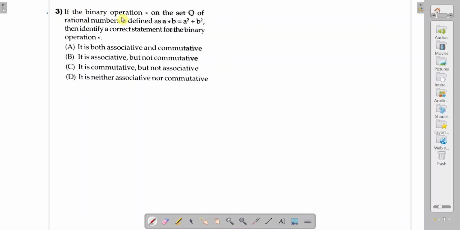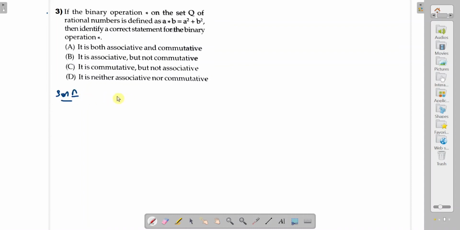If the binary operation star on the set Q of rational numbers is defined as a star b equal to a square plus b square, then identify the correct statement for the binary operation star. So we have to check whether this operation star is commutative or associative, or neither of the commutative or associative property the star is satisfying. So let us see, this is easy.